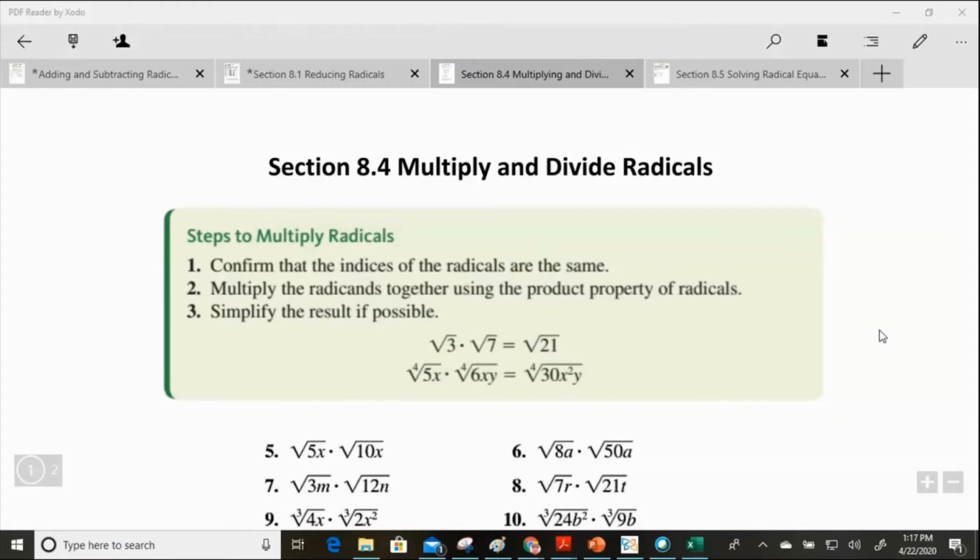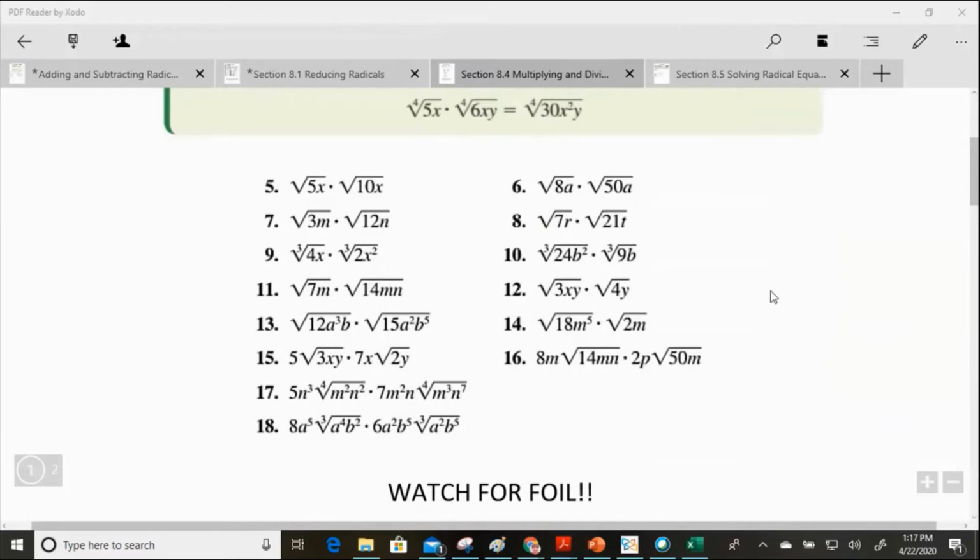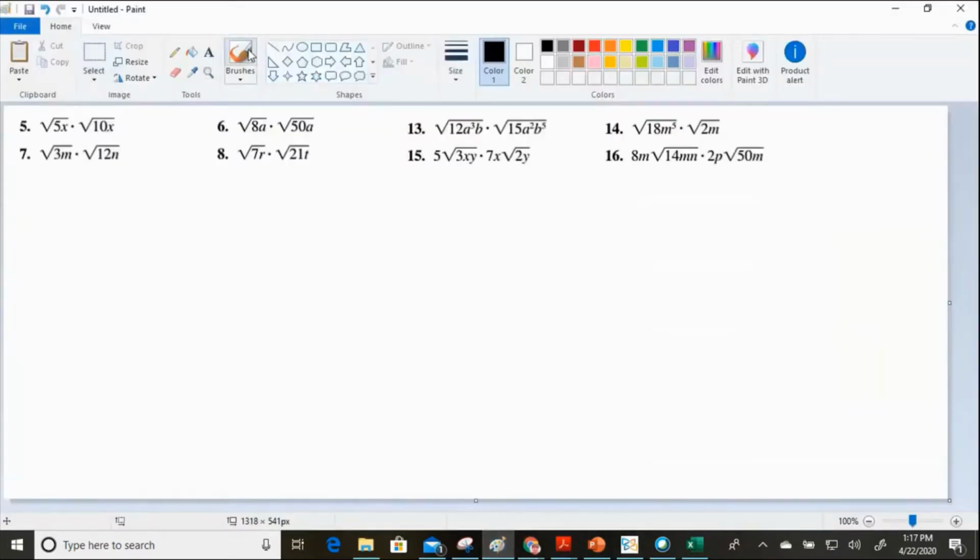You'll see here they did a 3 times 7 got 21. They did 5 times 6 got 30. X times x is x cubed, and then the y. And then from there, you simplify. So you do simplify them if possible. So some of these first problems that are taken from your textbook, we're going to do first, and then we'll try some with FOIL. All right, so let's start. Number 5.